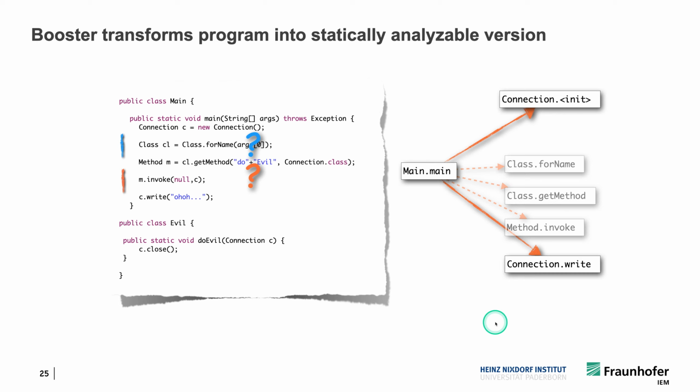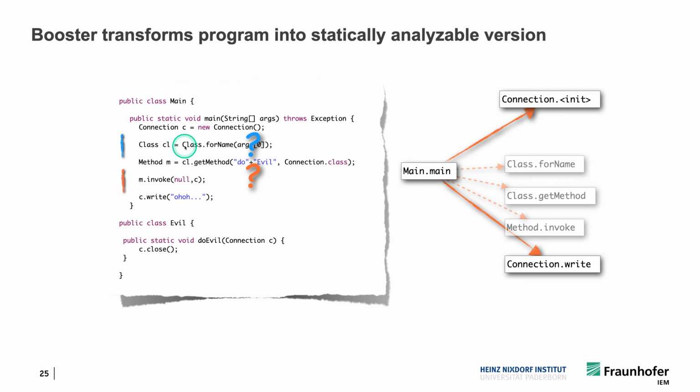And the idea is that the booster takes your original reflective program, like you see one here, and converts it into a statically analyzable version without reflection. Okay, so for instance here, we again have some variant of this program that I showed you earlier.